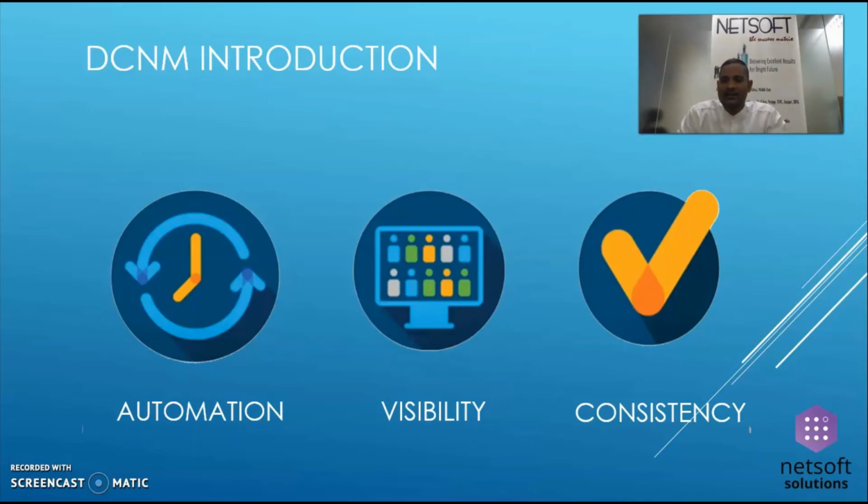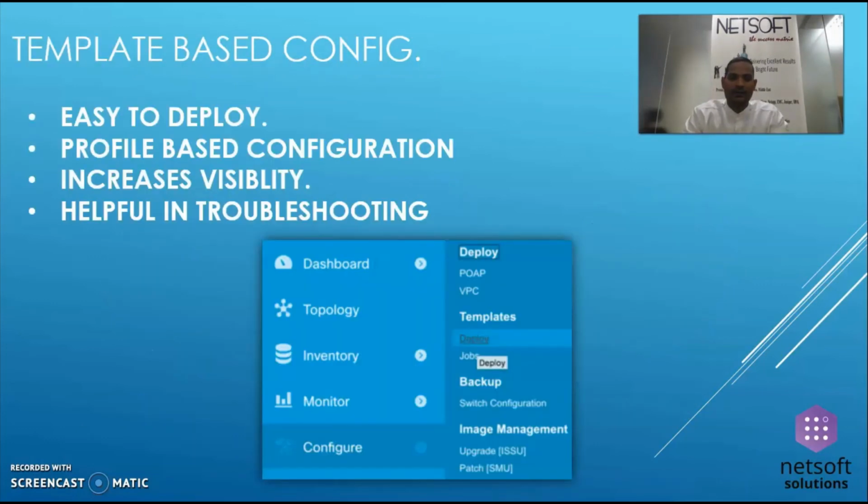And the third thing is consistency. Consistency is nothing but comparing your existing configuration with your recommended configuration. The configuration should always be consistent throughout your network. It should not be that you are deploying something and something else is configured on the device. That should not happen. So DCNM also takes care of consistent configuration across your entire network. So let's move to another slide.